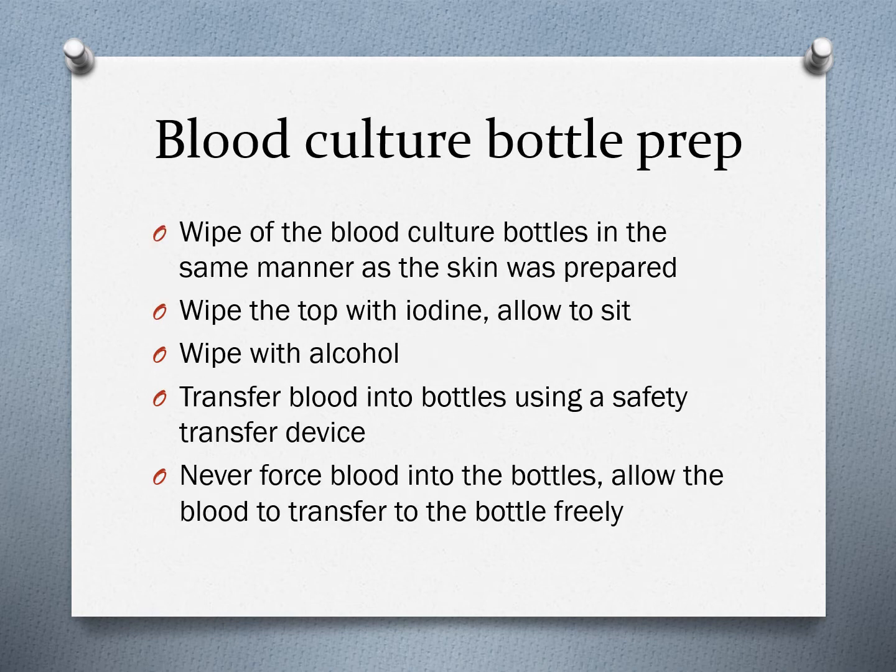We do have to prep our blood culture bottles as well. We want to wipe the blood culture bottles in the same manner as the skin is prepared. So we want to wipe the top with iodine. It's not unusual for the iodine step to be omitted, but sometimes people clean the top of the bottle with iodine and allow it to sit for a little bit. Then we can wipe that stopper with the alcohol and transfer blood into bottles using a safety transfer device. Never force blood into the bottles. You want to allow the blood to transfer to the bottle freely.